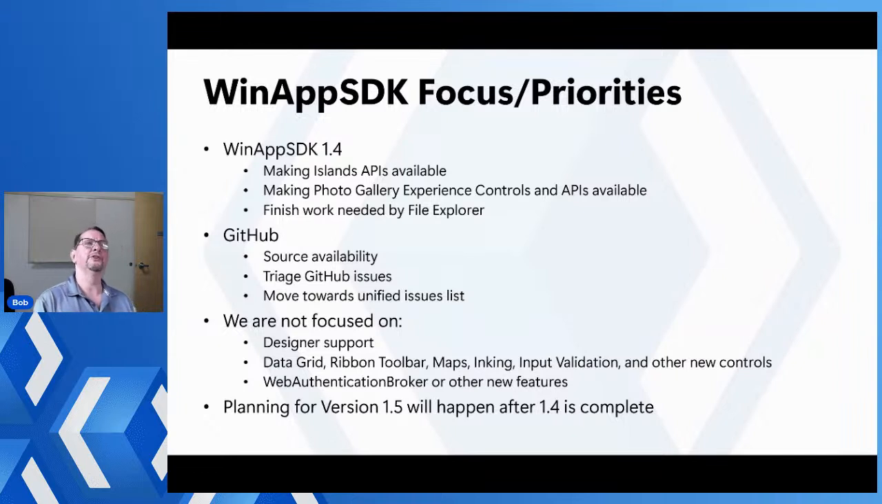After we get 1.4 out the door later this fall, then we'll be looking at what to do in version 1.5. Once we have that unified issues list, it will be a whole lot easier for us to understand the issues that we have and have that prioritized and come up with a plan on how much we need to put on stabilization, what are the areas we really need to focus on, and what resources we should put into new features. And that's something we haven't had because we had 2 lists that were not in sync. And so that planning will be coming after 1.4 is complete.